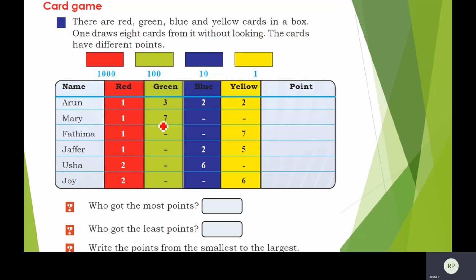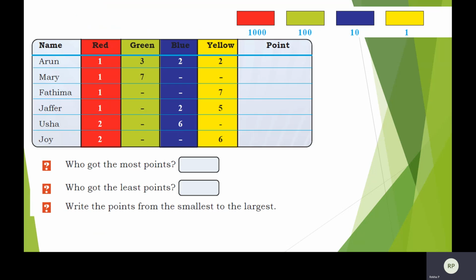Okay. And they have given a table, and based on this information we have to complete the table, and then answer a few questions based on the table. Okay, so let's do this one. First, let us complete the table. So for Arun, we'll start with Arun. Arun has 1 red card.